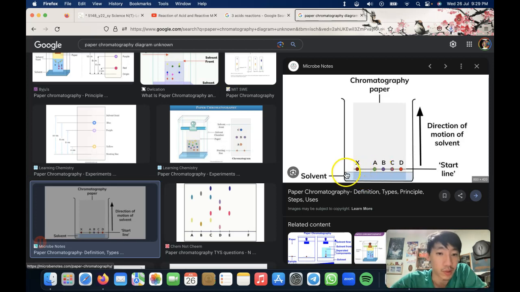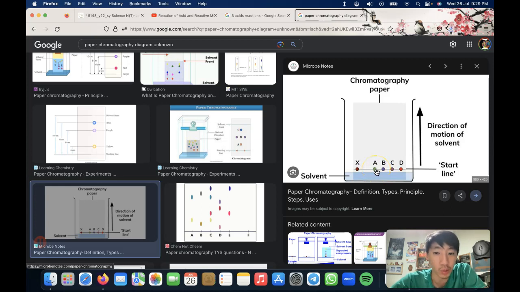What happens? We start with some liquid called the solvent, and then with a piece of paper called the chromatography paper. We have the different inks, we put them on a single line. And this line is always drawn with a pencil, because pencil is insoluble, so that this line doesn't run. Only the ink will move up. And the ink is soluble, right?